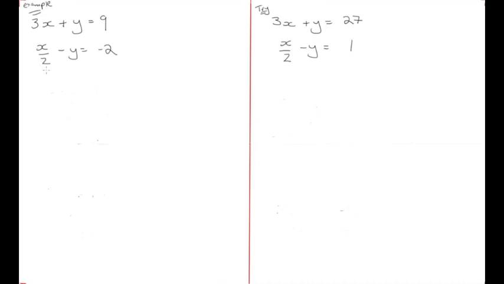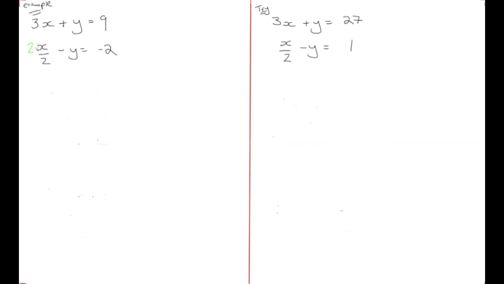So what we're going to do here is get rid of the fraction first, and then we will sort out everything here. The way I'll get rid of that fraction is I'm going to multiply all these terms here by 2.